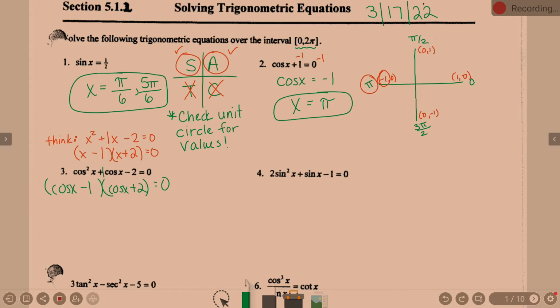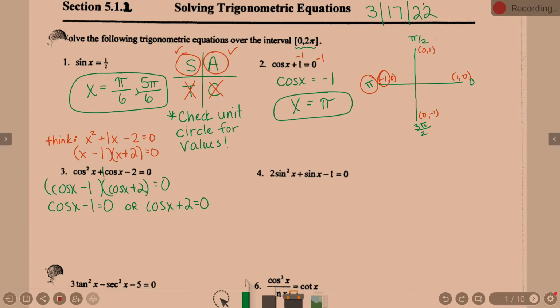We're going to set each part equal to 0. Cosine x minus 1 equals 0, or cosine x plus 2 equals 0. Just like what you would have done up here, right? We would have set x minus 1 equals 0, x plus 2 equals 0, when I set cosine x minus 1 equals 0 and cosine x plus 2 equals 0. And now we can solve.